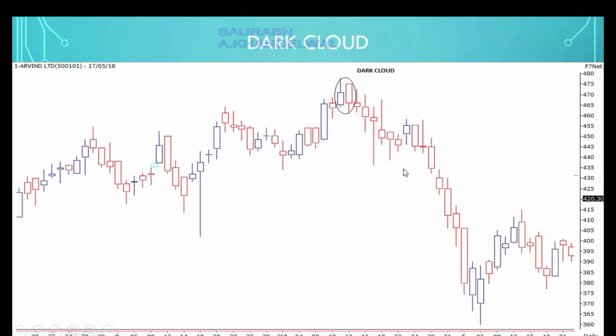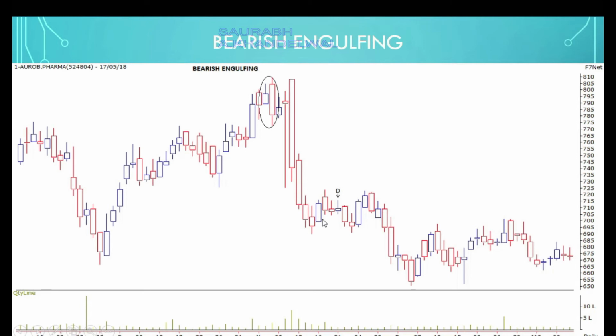The price moved down. This looks like a crash to me. A very significant pattern, dark cloud. Next is bearish engulfing. You can see a blue body, white body, followed by a big red body, completely engulfing the previous body. Very strong pattern. And you can see the aftermath. The price crashed and started moving downwards.